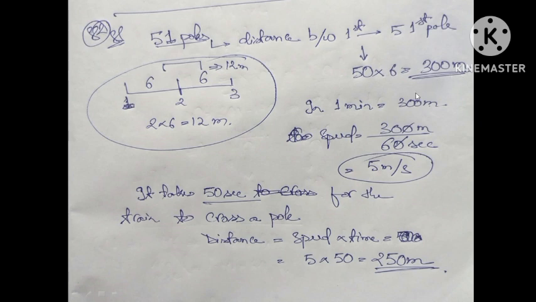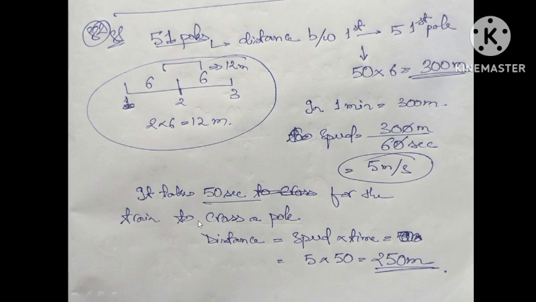In what time did it cover? 1 minute. So in 1 minute the train is covering how much? 300 meter. So the speed will be how much? Speed is nothing but distance divided by time. So 300 meter divided by 60 seconds, in 1 minute 60 seconds. So it will be 5 meter per second. 5 meter per second, that is the speed.